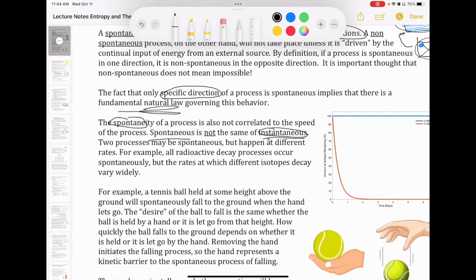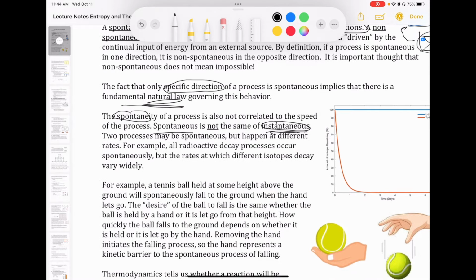Now, spontaneous and instantaneous are not the same thing. Spontaneous just means whether something will happen or not. Instantaneous means whether something will happen quickly or not. Okay, spontaneous has to do with just the likelihood of it happening, whereas instantaneous has to do with the rate of how that process happens.